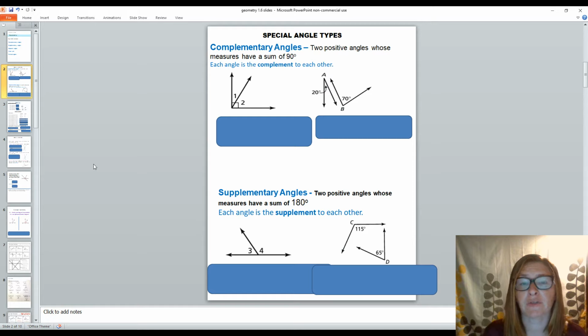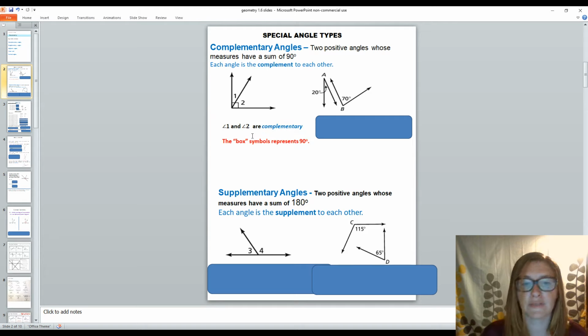Complementary angles are two positive angles that have a measure of 90 degrees total. In the very first picture, you can see that I have that box symbol, and that box symbol we saw before is our dead giveaway for 90 degrees. So I know that angle 1 and angle 2 are 90 degrees together. So I could say that angle 1 and angle 2 are complementary. The box symbol again represents 90 degrees.